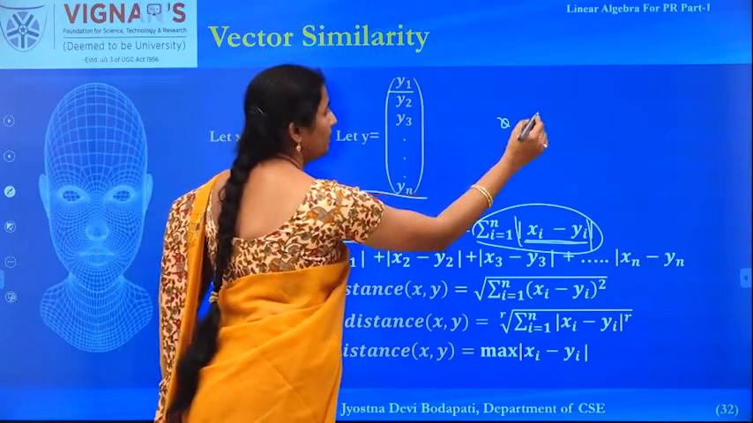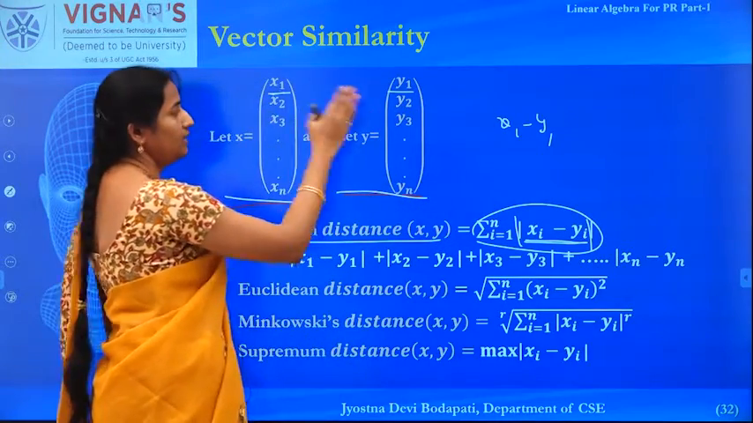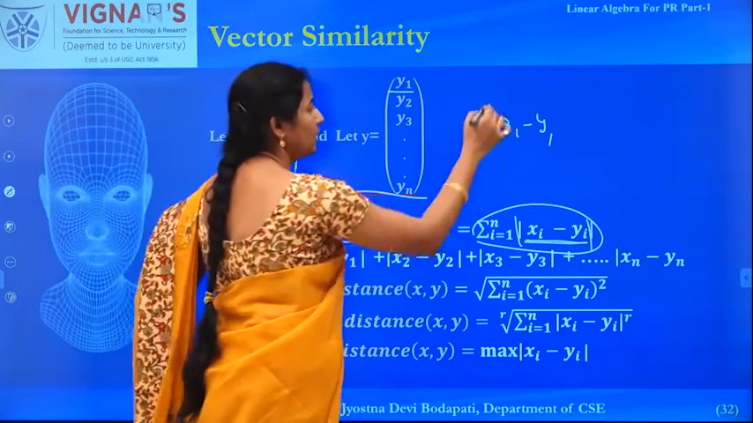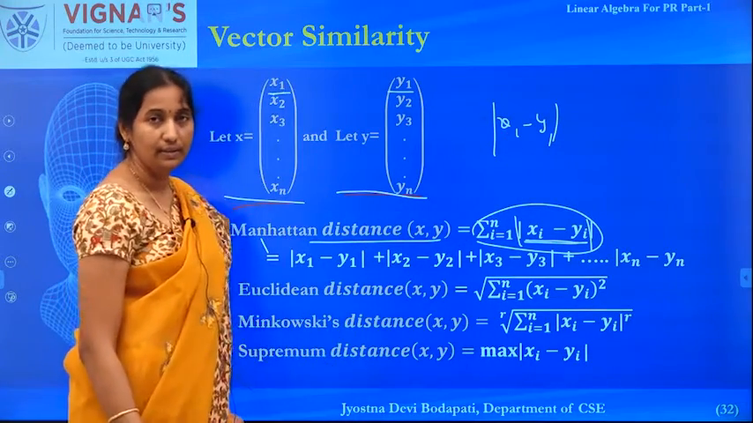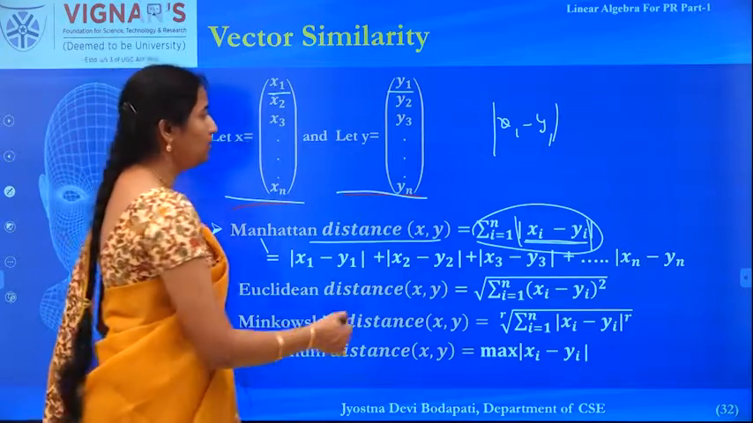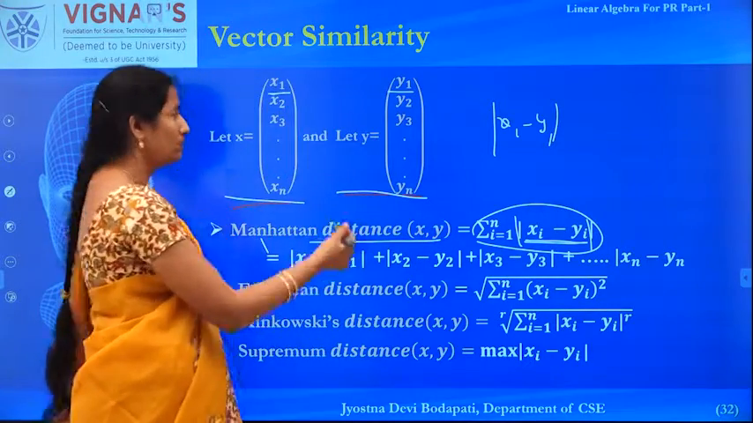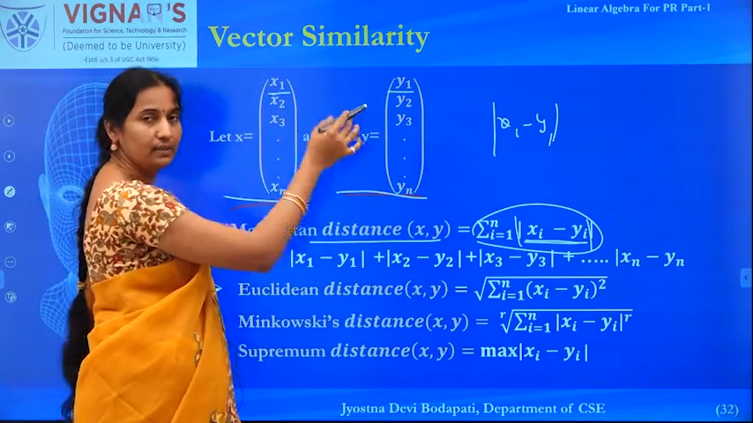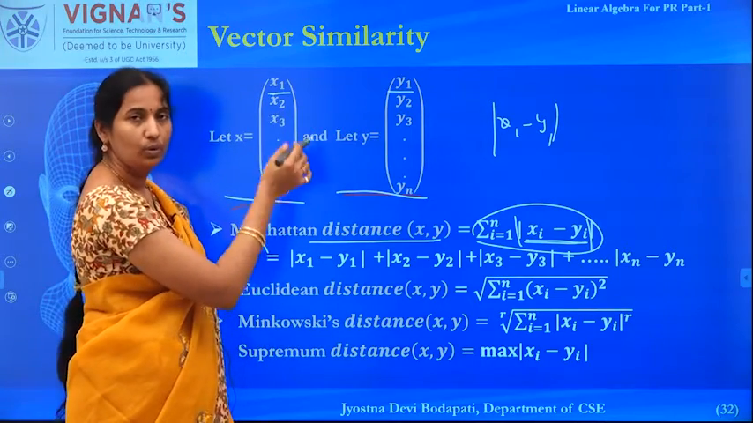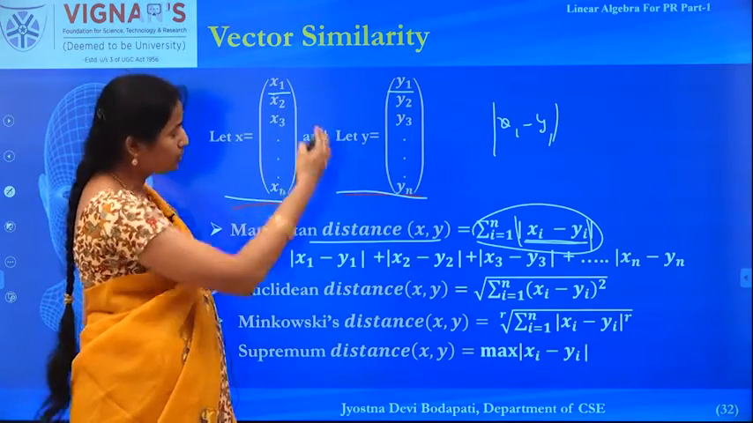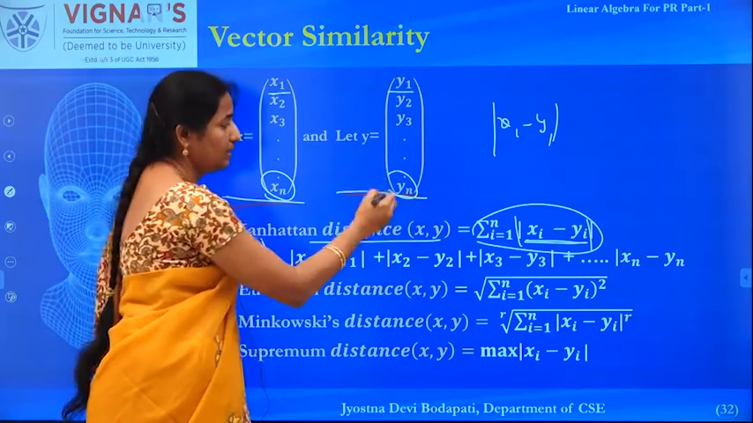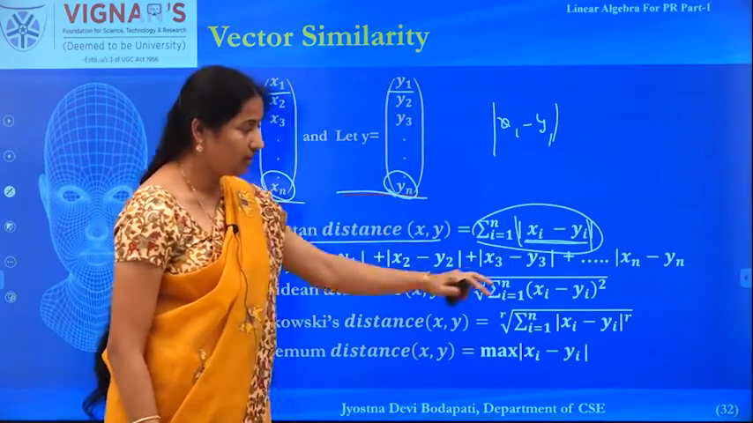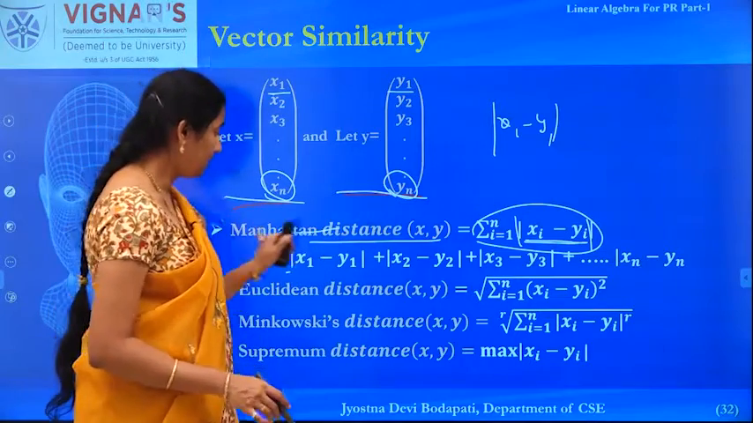So just compute their differences x1 minus y1, x2 minus y2, x3 minus y3 and take the absolute value. So you need not consider the sign. You just take the absolute value and then sum up all the values: x1 minus y1 plus x2 minus y2 plus x3 minus y3, and so on and so forth until the last element, and then finally you apply the addition. So that gives me the Manhattan distance.